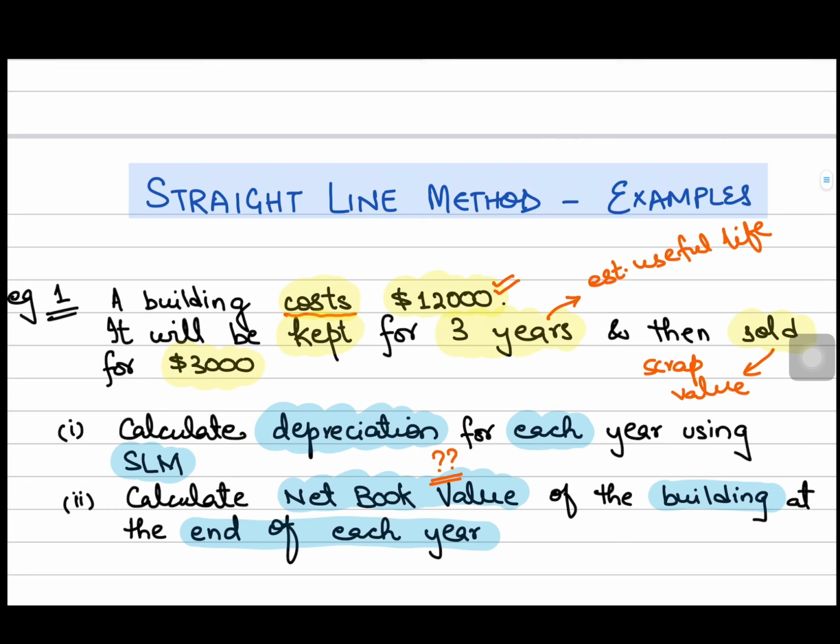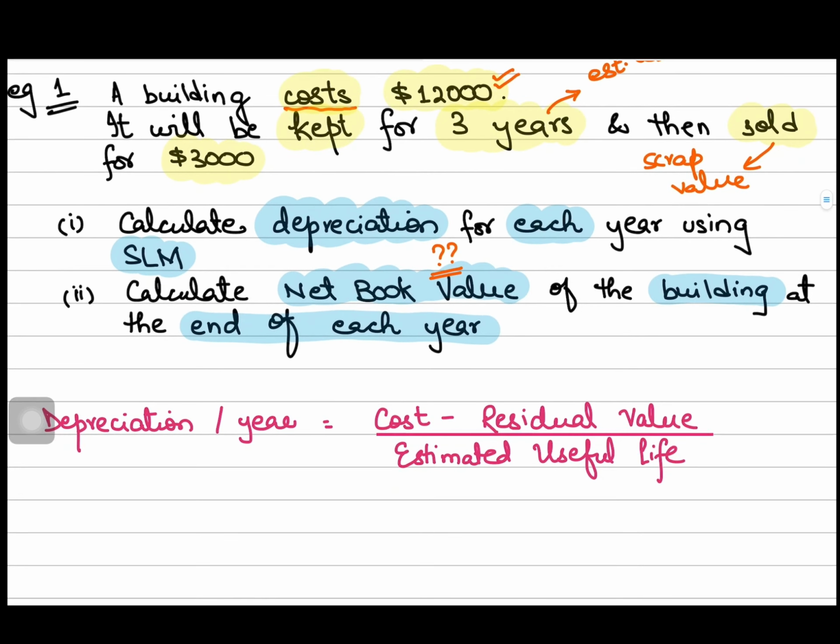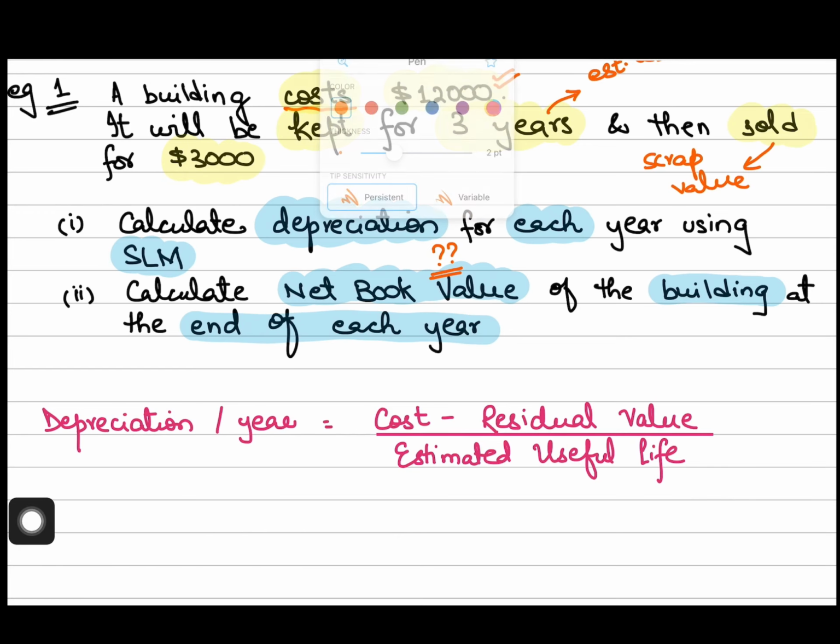Now since in this question we have three things, we have the cost, then we have the estimated useful life, and we have the scrap value as well. So which formula should we use? We'll be using the formula in which first we will deduct the residual value from the cost, the estimated scrap value, and then we'll be dividing it with the estimated useful life, so that we have the depreciation for the current year. So let's begin.